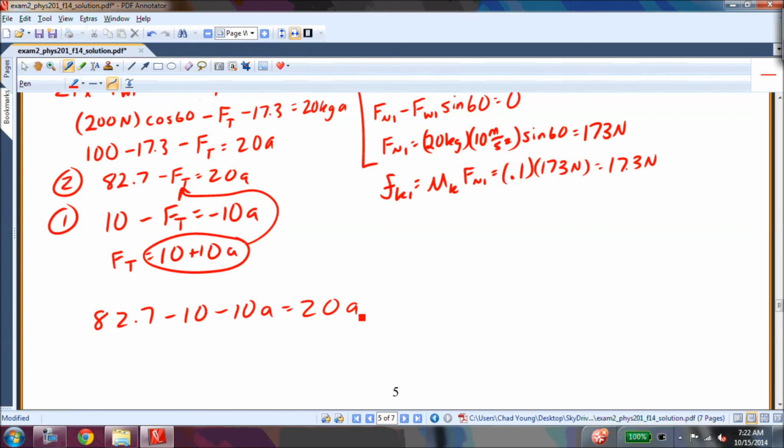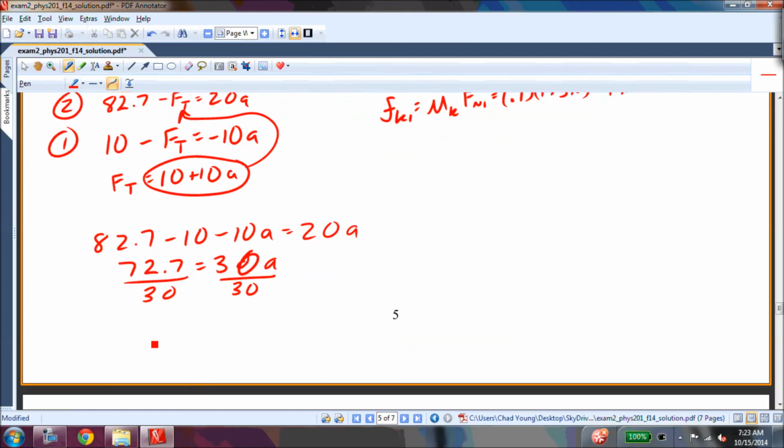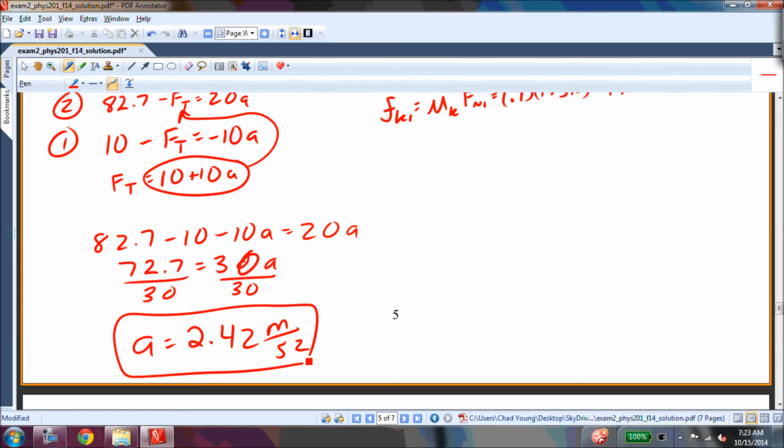And then I can solve this for a. Let's see, I get 72.7 equals 30a, divide both sides by 30. And I get a equals 2.42 meters per second squared. And that's the correct answer. That's the acceleration of both blocks.